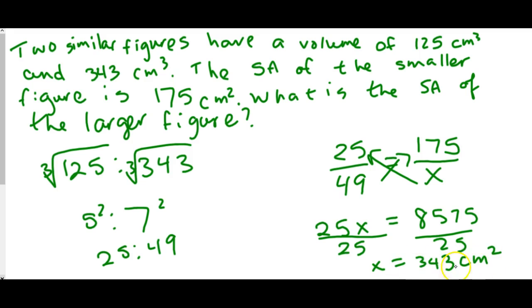Now you may notice that the surface area and the volume ended up being the same for the larger figure. I just made this problem up at random, so I don't know if that's even technically possible. It's just kind of happenstance. That doesn't usually happen. So that concludes our discussion of areas and volumes of similar solids.